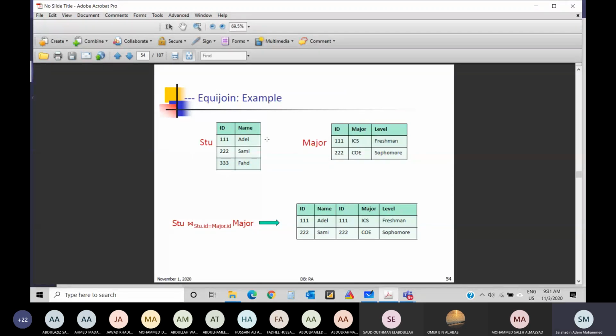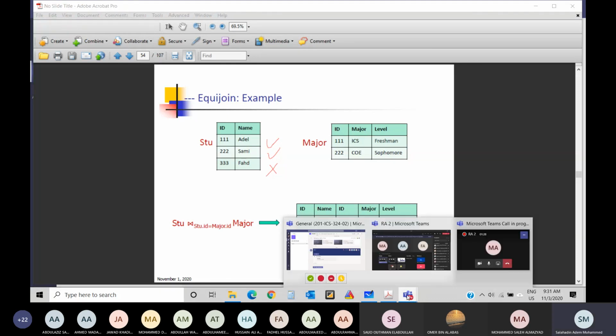Look, Adil appeared in the output and Sami appeared in the output, but Fahad didn't appear in the output at all. Why, guys? He's not in all the tables. Exactly, he's not in all the tables. Fantastic, you are right. Because in inner join, to be in the output, you have to appear in both tables. If you are missing in one of the tables, you will not be in the output table. This is inner join. In outer join, no, we can control that. Any question here, guys?